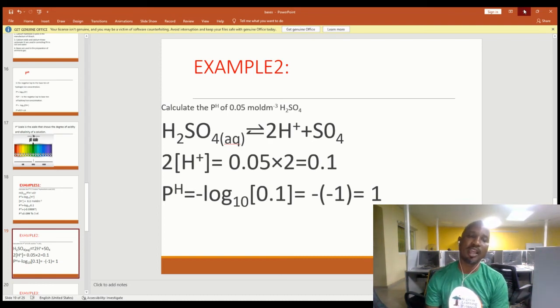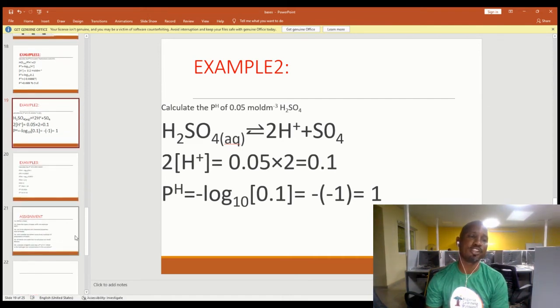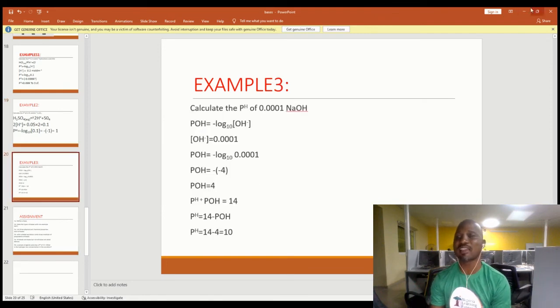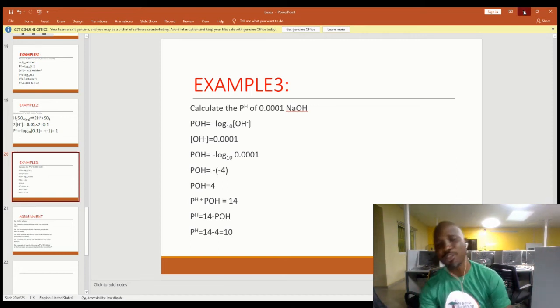My wonderful student, how can you apply this in calculation of pOH? Yes, let's look at the next example, as it will be talking about the pOH. Now look at it. It says calculate the pH of 0.001 sodium hydroxide. Now sodium hydroxide is a base. Ordinarily it has a pOH.